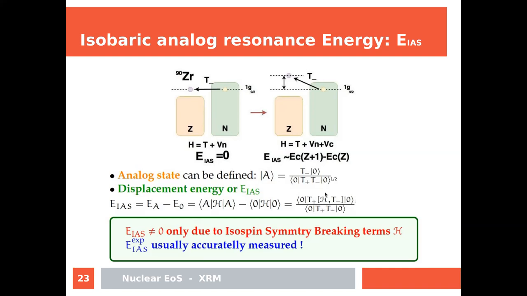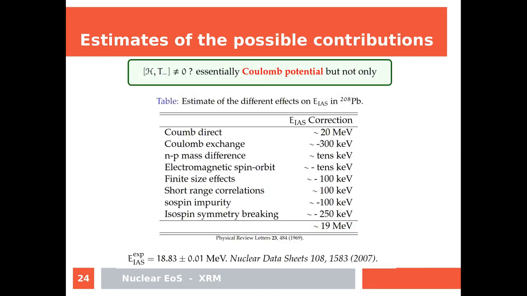But any term in the Hamiltonian that does not commute with the tau minus operator, the isospin operator, will contribute to the isobaric analog state. Already when this problem was seen by Nolan and Schiffer, some people tried to understand which contributions might be important to describe the isobaric analog state. They realized that the Coulomb direct and exchange contributions are the leading ones. Actually, the direct part is leading because it's around 20 MeV. They did the estimations for lead 208, and the experimental value is 18.8. Then they found that the other leading contributions, apart from the very leading Coulomb direct one, are the Coulomb exchange and the isospin symmetry breaking from the nuclear strong interaction.